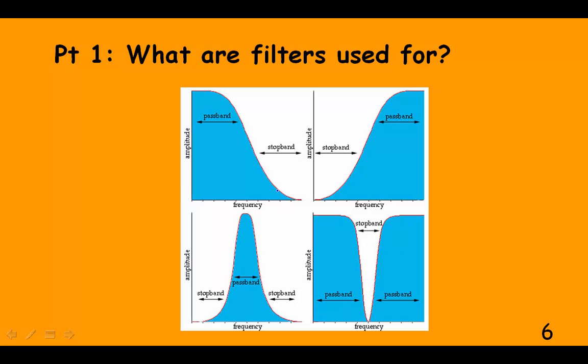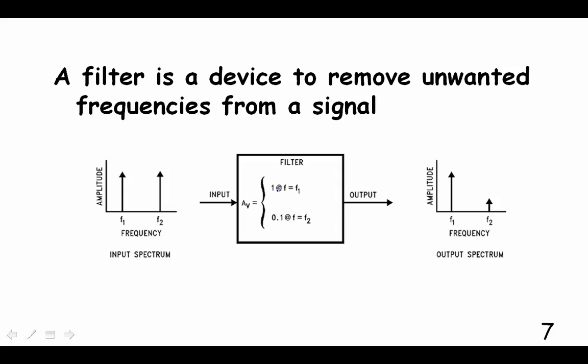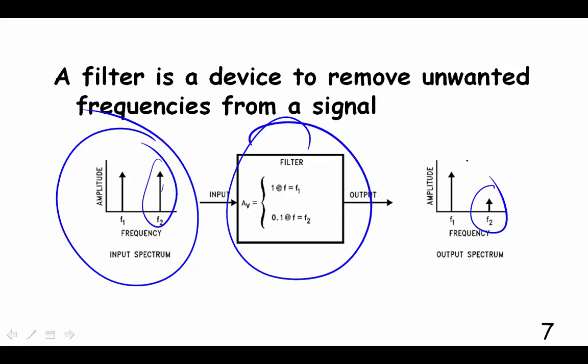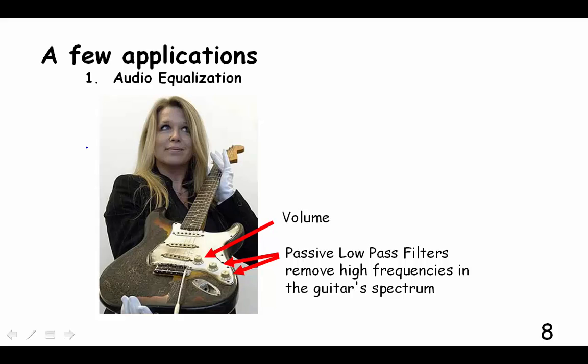Okay, what are filters used for and why do they work? A filter is a device to remove unwanted frequencies from a signal. Let's say we had these two frequencies coming in our input and they're equal in amplitude, but we want to get rid of frequency 2. We put it through a filter and look what happens to frequency 2. And frequency 1 remains unaffected. So that's what a filter does. It changes the frequency spectrum of our input signal.